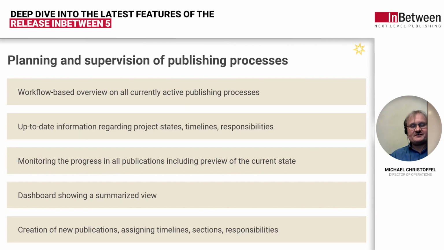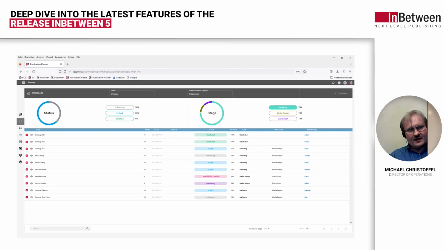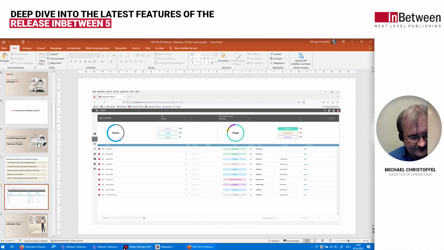Or you have a dashboard view, which gives you a view from the top on all the publications. And it's also possible to create a new publication. As a marketing director, you want to initiate a publication. You can assign timelines, you can even plan sections, and you can assign people responsible for the publication and the sections. So I want to show you how this looks.